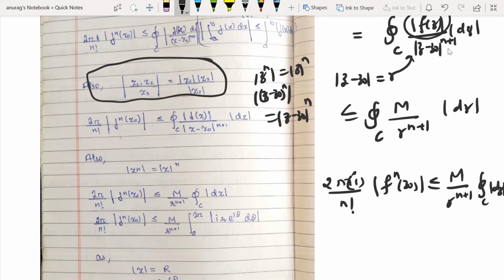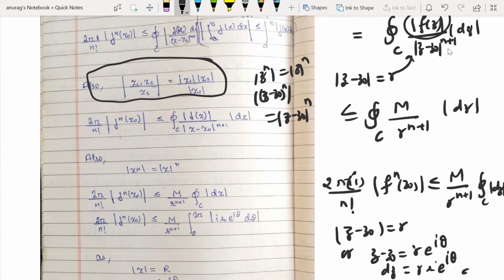For evaluation of it, we will change to polar coordinates. So z - z0 is equal to R, or you can write z - z0 equal to R e to the power i theta. Then dz will be R i e to the power i theta d theta.